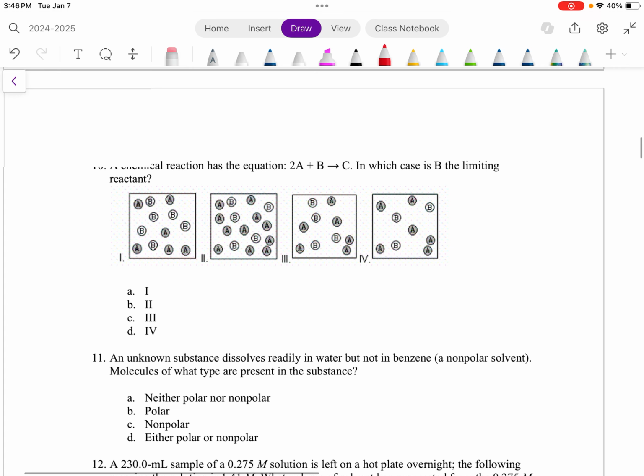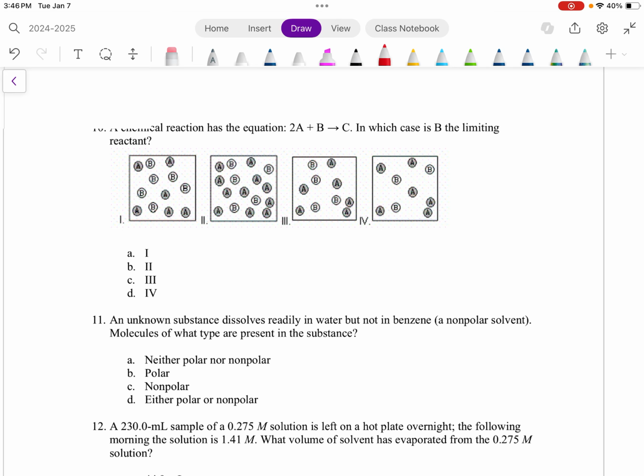On number 10, which is B, the limiting reactant, you want to see here that it should be a 2-to-1 ratio of A to B. So we're looking for a scenario where there's more than double A. In the first one, there is equal parts A and B. It's perfectly equal, so that's not going to be B as the limiting reactant. That would mean A is the limiting reactant, so it's not that one.